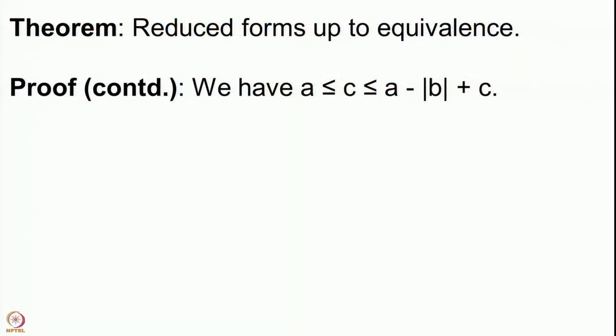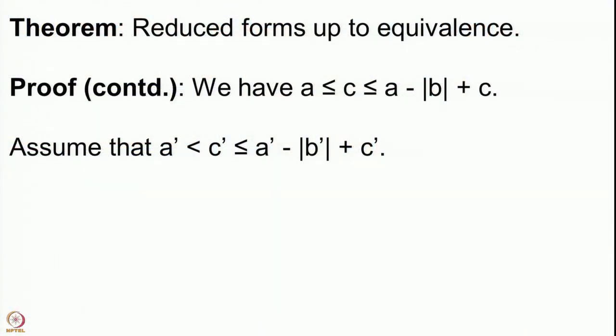Now, we have a less than or equal to c less than or equal to a minus mod b plus c. This is because our form is reduced. We also have similar inequalities for the coefficients of f prime. So, we have a prime less than or equal to c prime less than or equal to a prime minus mod b prime plus c prime. We are assuming that the first inequality is a strict inequality. We start with the first one being the strict inequality.